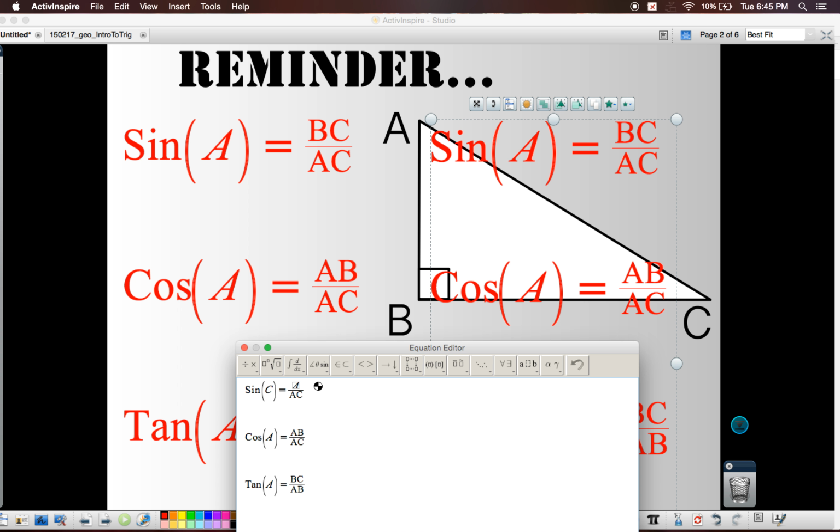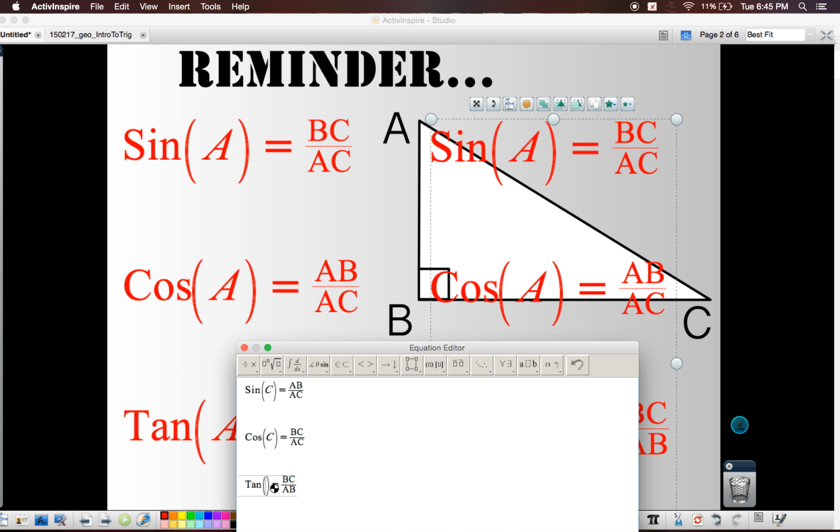So it's going to be AB. And my hypotenuse is still AC. That's not changing. Now if I look at cosine for angle C, it's going to be my adjacent side, which is now BC. Apologize for the technical difficulties here. So my adjacent side to angle C would be BC, and then my hypotenuse is still AC.